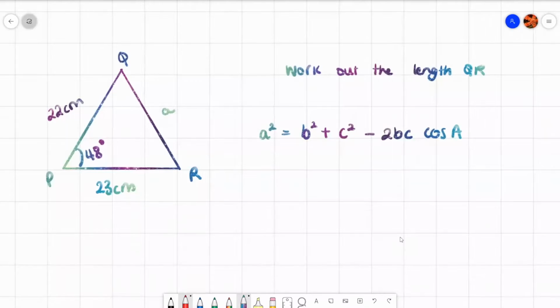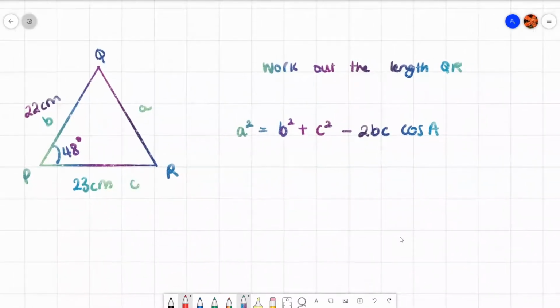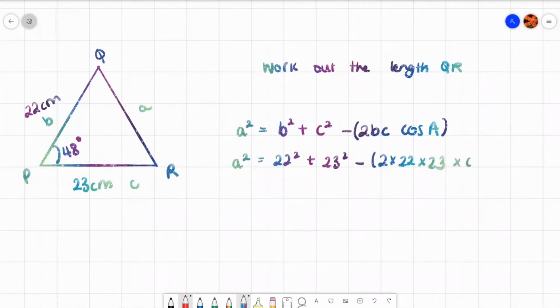Obviously, if that's A, it doesn't matter what B and C are. I'm just going to say B is 22 and C is 23. So A is what I want. I'm going to do 22 squared plus 23 squared minus, now all that's kind of one. You can write a bracket in the formula books. It's not a bracket given, but I always like to put a bracket in to make sure that we understand it's all together. Take away 2 times 22 times 23 times cos 48.